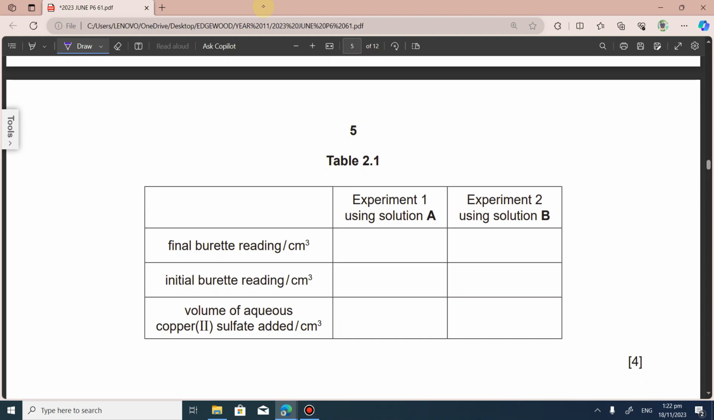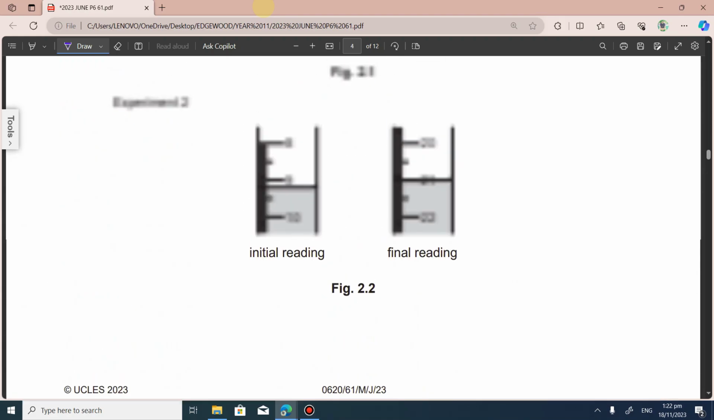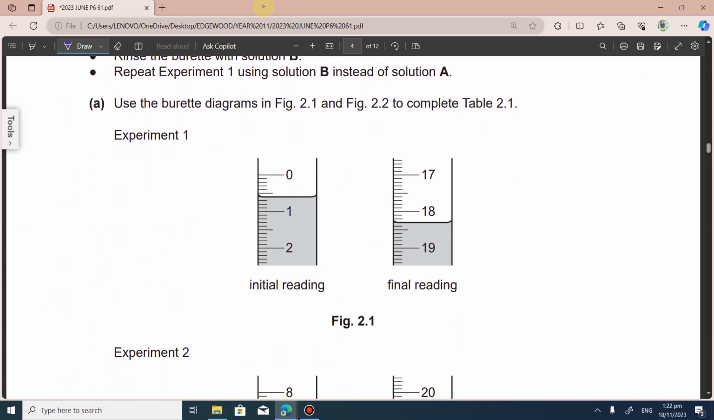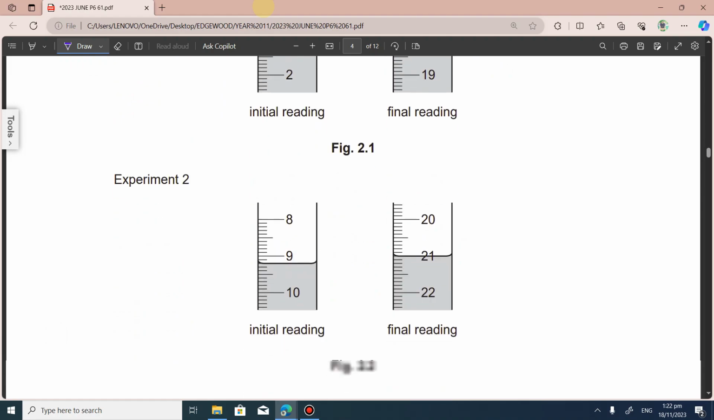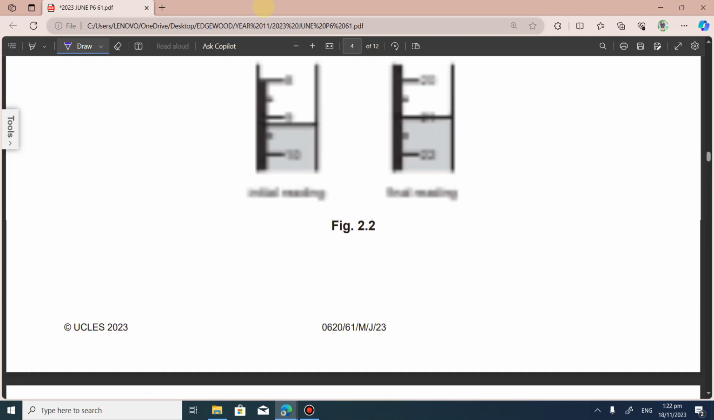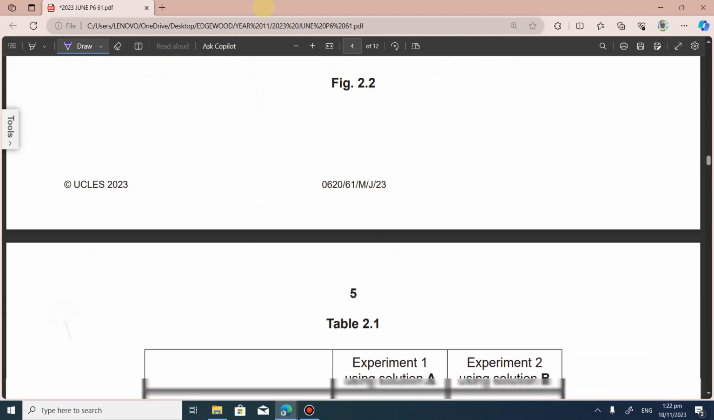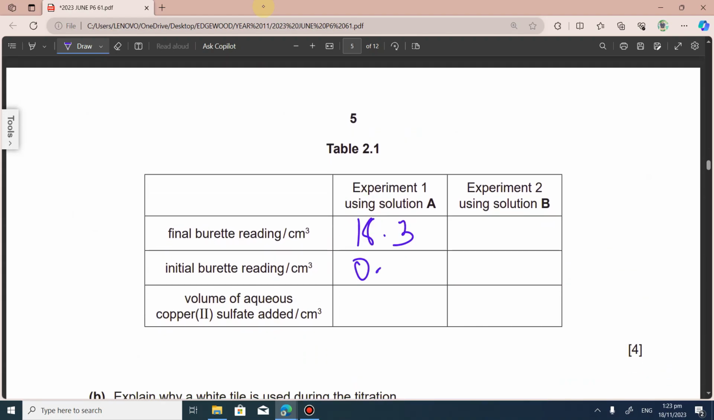So pick out the final burette reading for experiment 1 and the initial for experiment 1, and the same thing applies to experiment 2. So let's go to experiment 1. What is the final reading? Final burette reading, experiment 1, it is 18.3. Initial burette reading of experiment 1: we count, each line represents 0.1 unit. So 0.1, 0.2, 0.3, 0.4, 0.5, 0.6. So 0.6 for the initial burette reading.